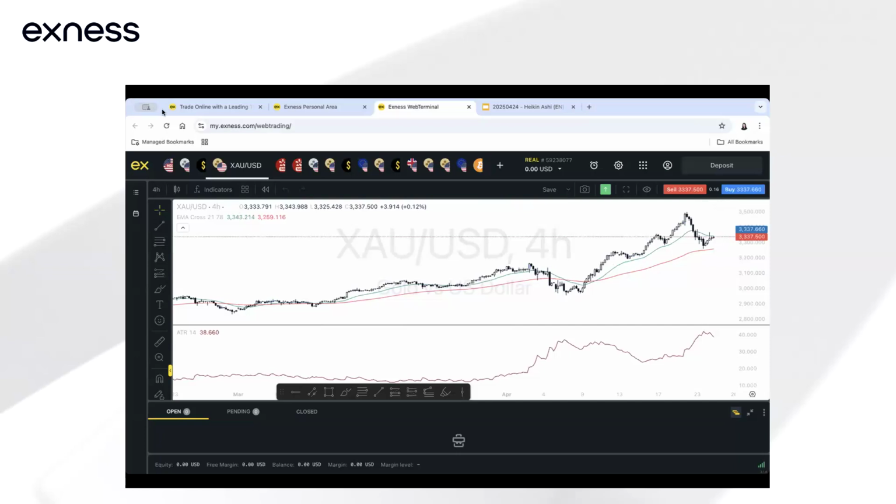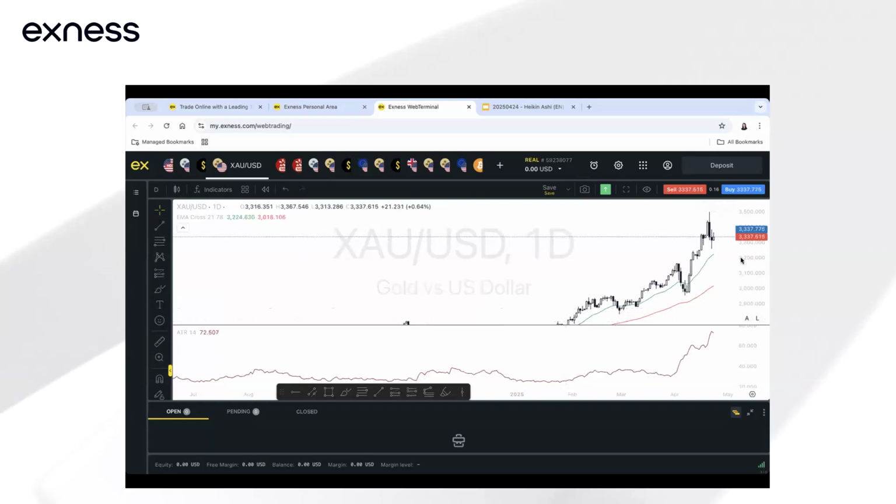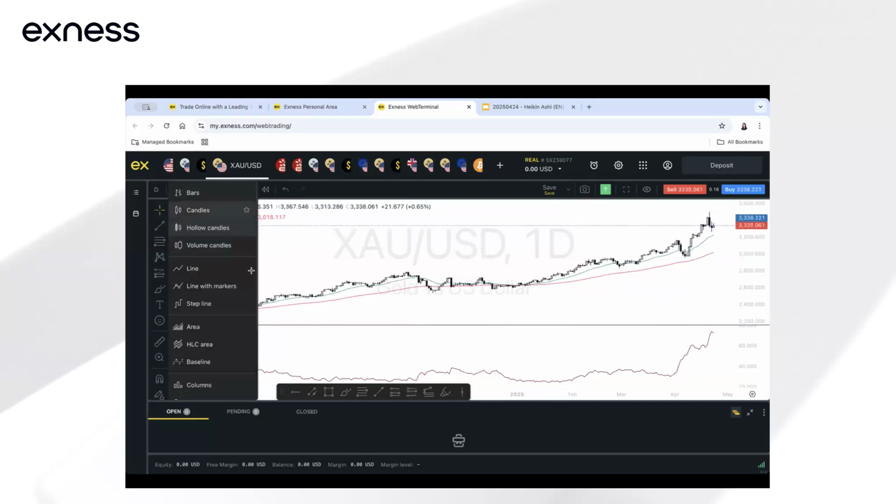Okay, so I'm currently on the Exness web terminal. I hope that you can see my screen. And this is gold's chart. Let me just show how we can switch to Heikin Ashi first. You can see that this is the gold chart, and this is the time frame. I'm just going to use the higher time frame, let's say the daily. And if you want to switch to Heikin Ashi, you can just change this part.